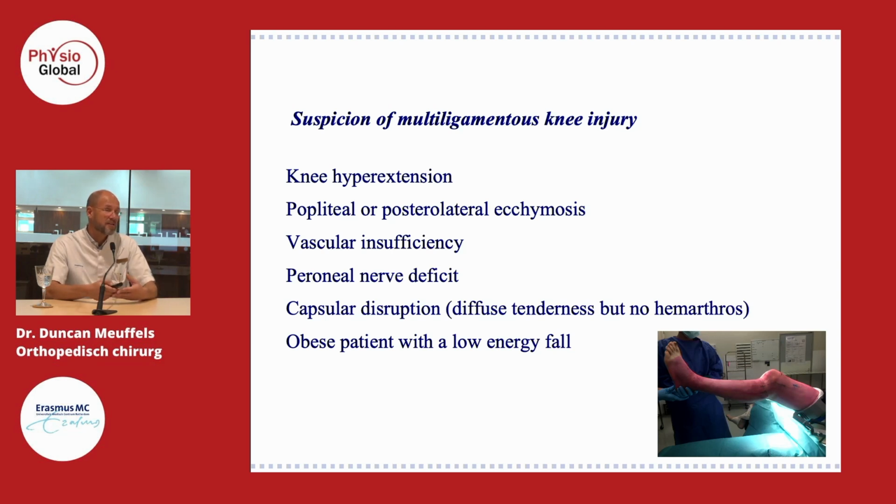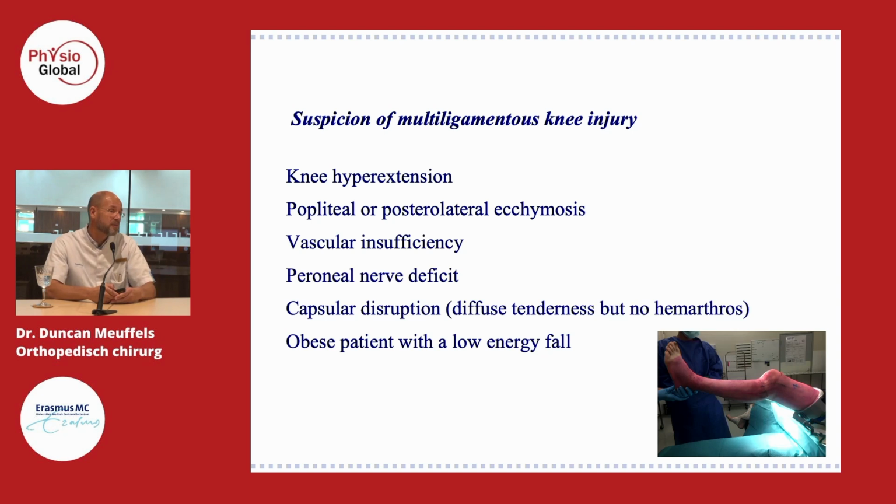If a knee hyperextends more than the other knee, be aware. If you see an ecchymosis, so a bleeding on the lateral side or on the medial side, be aware. If maybe the patient has a cold foot, or you can't feel the popliteal artery or the dorsal pedal artery normally, think about vascular insufficiency and think, where did this come from? If they have difficulty with peroneus strength, think about what is more proximal. If there is diffuse tenderness and you are unaware what could be the cause of this, think about capsular disruption, and think about a multiligamentous knee injury.